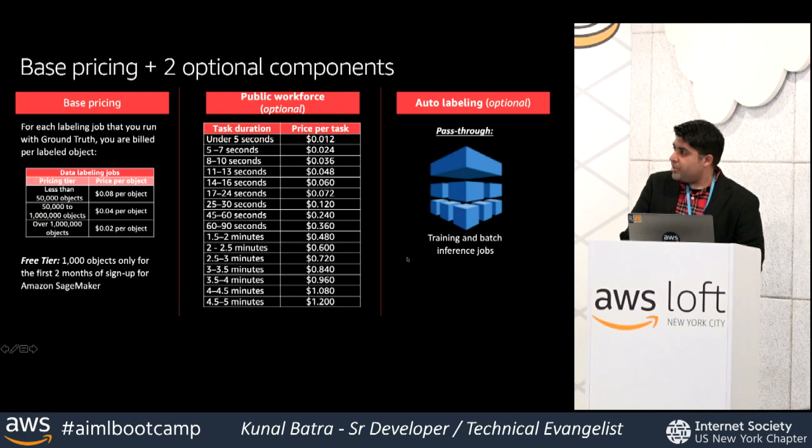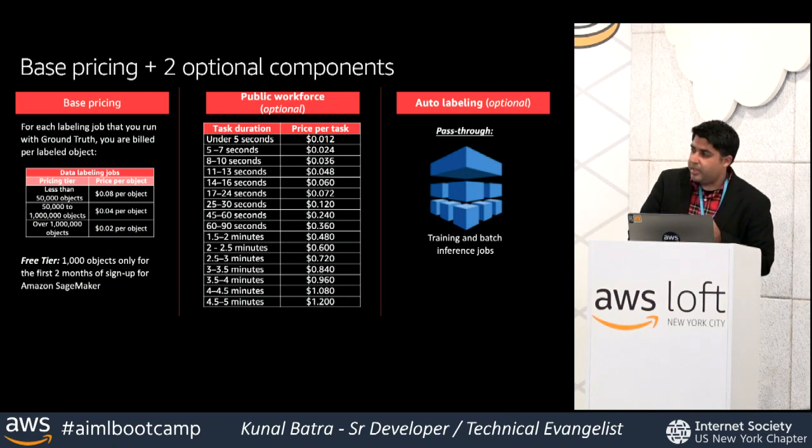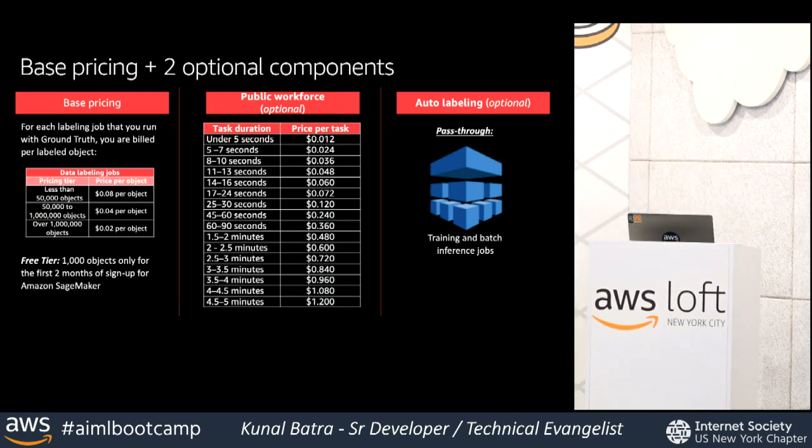Just one more thing before we start the workshop portion, I want to talk about pricing. The way the pricing works is the first 1,000 objects are free for the first 2 months after you sign up for SageMaker. Otherwise, we charge 8 cents per object up to the first 50,000 objects, plus the duration time. In this case, I chose the cheapest duration, under 5 seconds, because it was a quick task. But if you have a really complex task, you can go anywhere up to 4.5 to 5 minutes, and that charges $1.20 for each one.